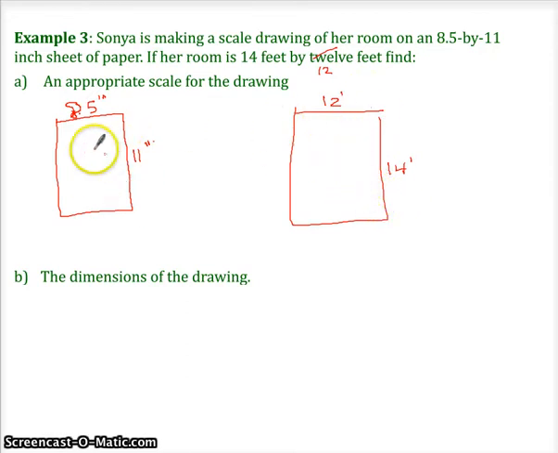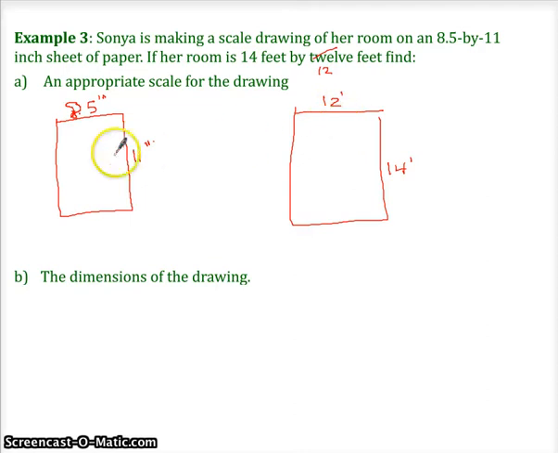But that's not going to quite fit on the 8.5 by 11. If I divided these by 2 and went a little further and went to 6 by 7, that would fit on there. But that's kind of too small. I don't think I have to go that far. Now, it just says make an appropriate scale, so it doesn't have to be perfect. So I think 1 inch to 1 foot is probably, of course, not going to work.